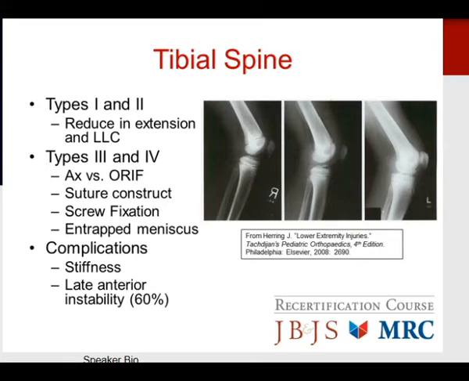Similar to tibial tuberosity fractures, you have to ensure that the meniscus is not entrapped at the fracture site, or the intermeniscal ligament, which can also become entrapped at the fracture site. This will prevent your reduction. Complications include stiffness, especially with prolonged immobilization, as well as the risk of late anterior instability.